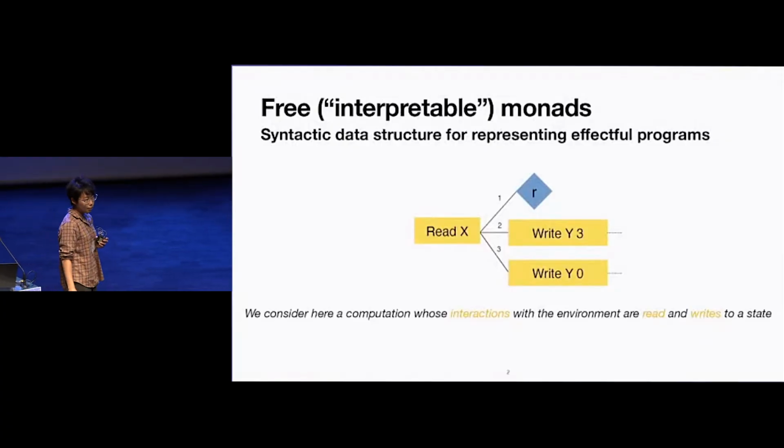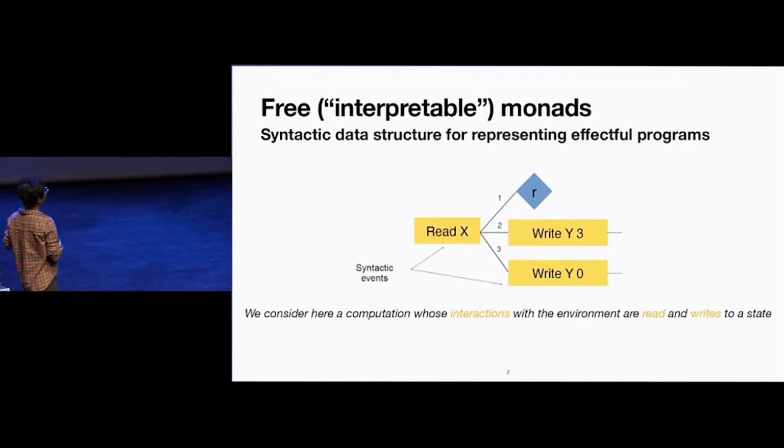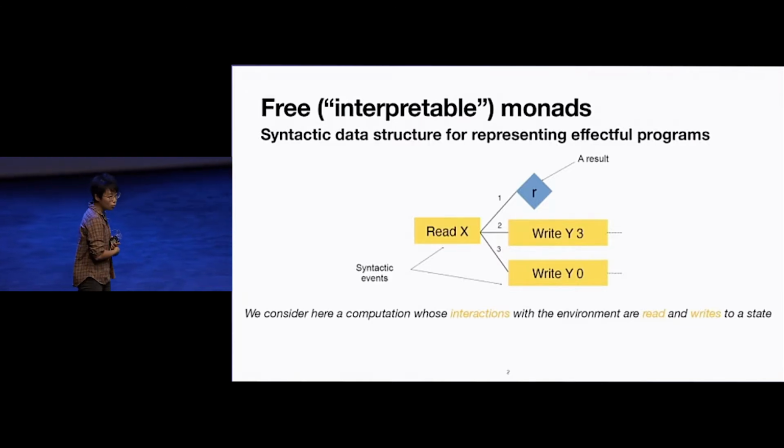Cool, so today we're going to talk about free monads. They're a data structure for representing effectful programs. Here we consider a computation whose interactions with the environment are reads and writes to a state. Intuitively, you can think of this as a trace semantics or a tree where you have a program interacting with the environment where the first interaction is a syntactic event where you do a read from a reference cell, X for example, and you have a branching continuation where the first is continued with a result R, and the rest is a continuation with a different kind of event where you do a write to a reference cell Y with different natural number values.